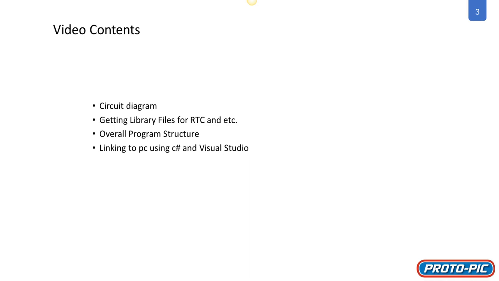Here's how I decided to split it up. First of all, we'll have a circuit diagram, and then an explanation of how to get the library files I talked about for the real-time clock and for various tools, and the mechanism by which we do it, which hopefully you'll be able to use in all your programs. Then, very importantly, and where the bulk of the time is spent, we'll look at the overall program structure and understand the coding that I've done.